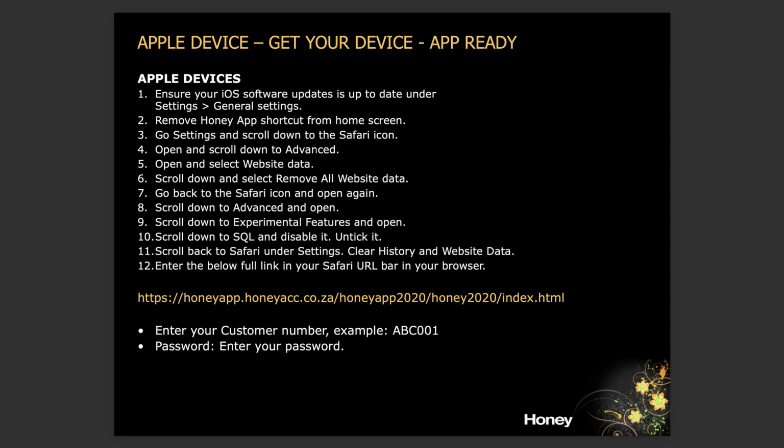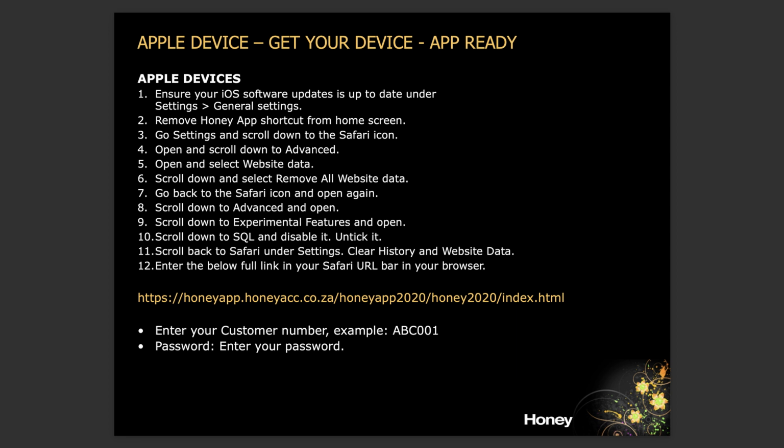Go to Settings and scroll down to the Safari icon. Open and scroll down to Advanced. Open and select Website Data, scroll down and select Remove All Website Data. Go back to your Safari icon and open it again. Scroll down to Advanced and open again. Scroll down to Experimental Features and open. Scroll down to SQL and disable it, untick it. Scroll back to Safari under Settings, clear the history and the website data, and enter the below full link in your Safari URL bar in your browser.